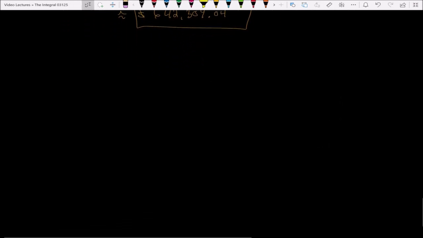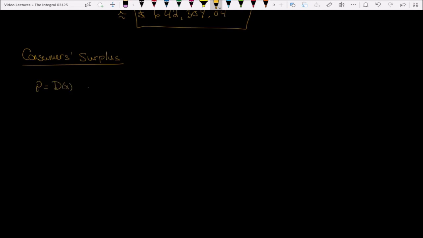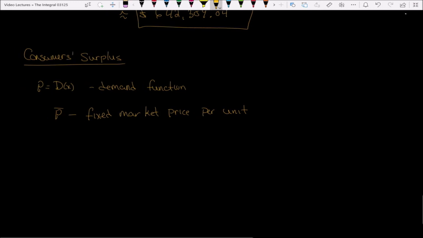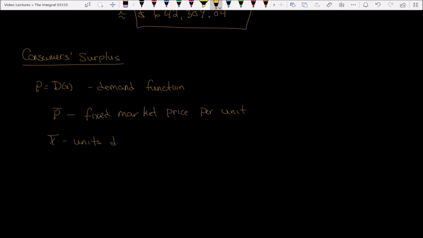Looking now at consumers' surplus. Suppose that P equals d of x is the demand function. That relates unit price P to the quantity demanded. Let's suppose that P bar represents fixed market price per unit, and that X bar represents the units demanded at price P bar.